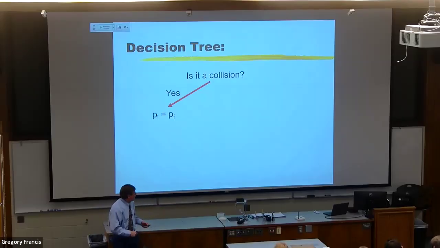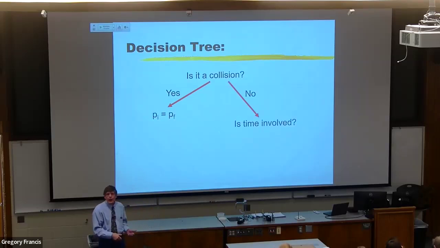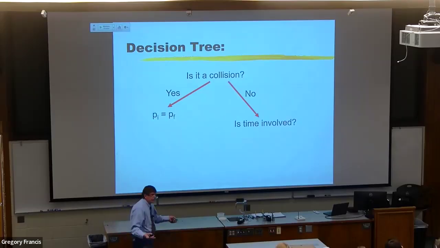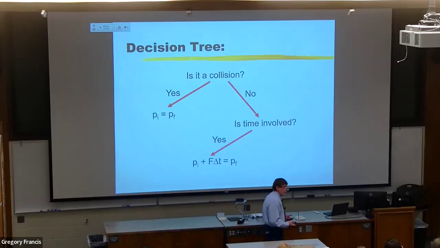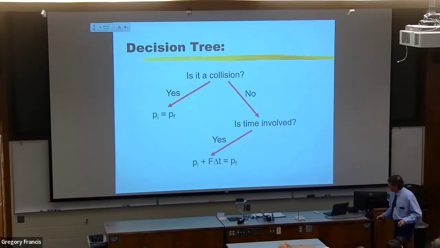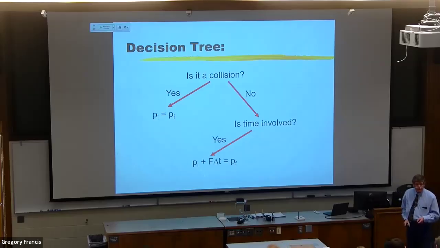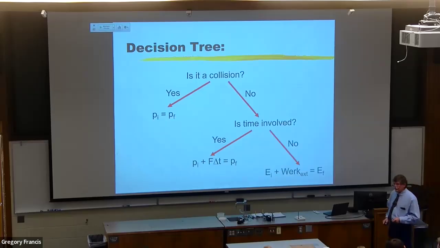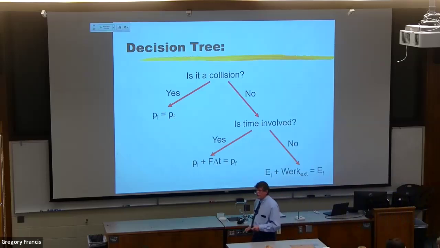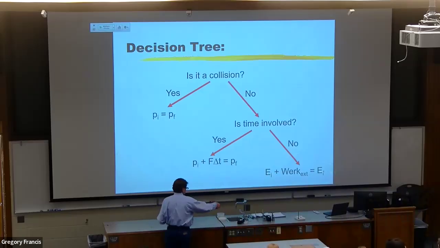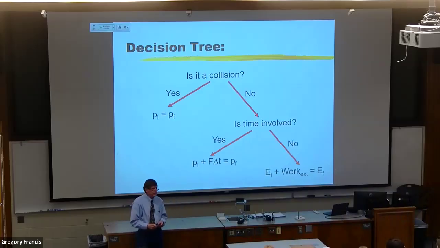Now, if it's not a collision, ask yourself, is time involved? Am I given time? Am I asked to find the time? If so, it's still a momentum problem, just not a conservation of momentum problem. The momentum in the morning is equal to the momentum at night, except when I have an impulse of force times the time acting on the object. Now, if time is not involved, that's an energy problem. And you use the standard work energy theorem: the energy in the morning is equal to the energy at night, except when I have external work done on the system. Check that your neighbor understands what that decision tree is saying there.